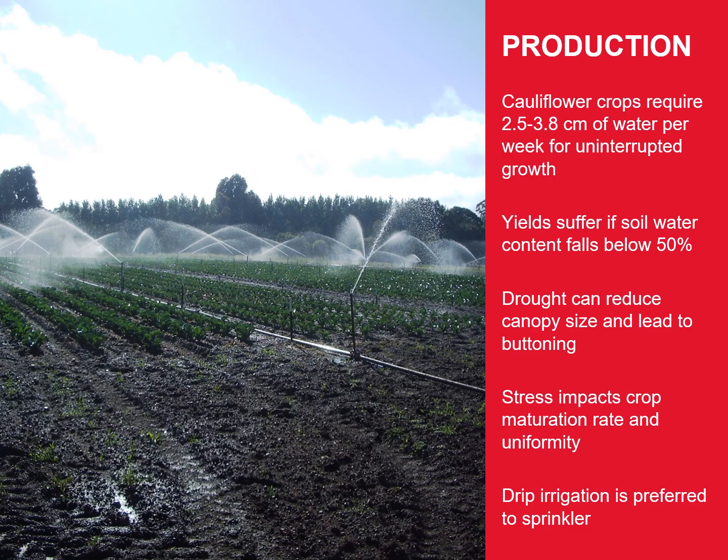Cauliflower crops require around 2.5 to 3.8 centimeters of water per week to ensure uninterrupted growth. Again, if soil water content falls too low, this will affect yields. Drought can severely reduce the canopy size and lead to conditions such as buttoning, as I've mentioned. And stress impacts crop maturation rate and uniformity.